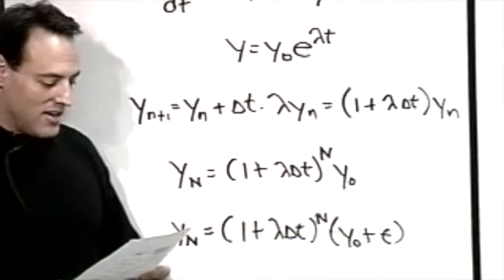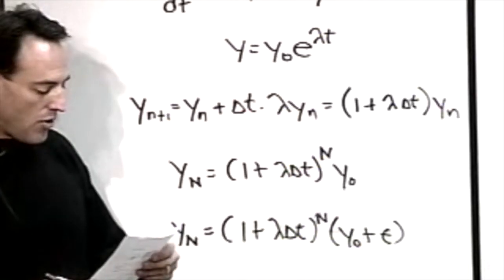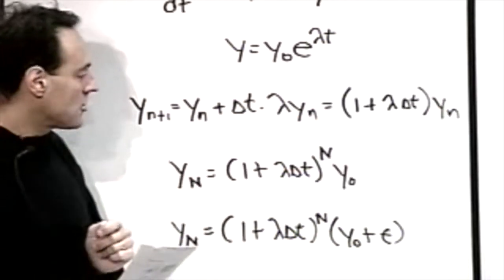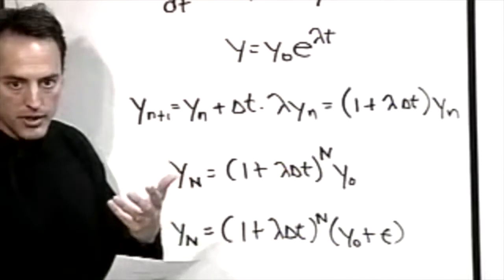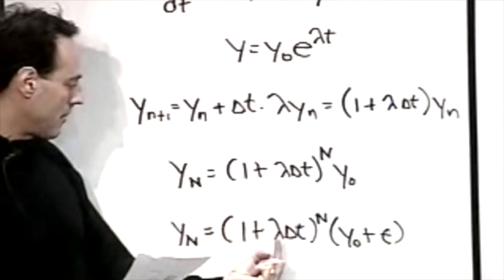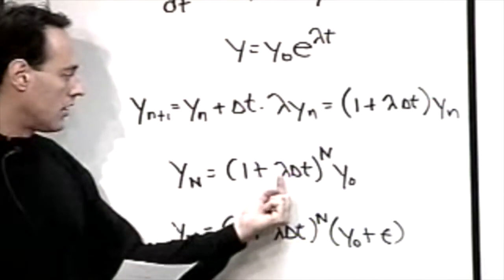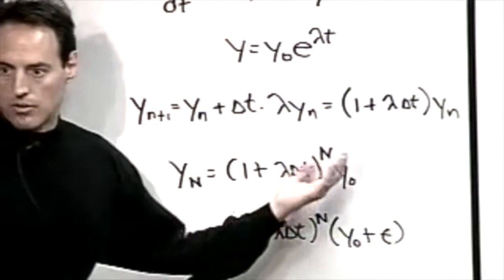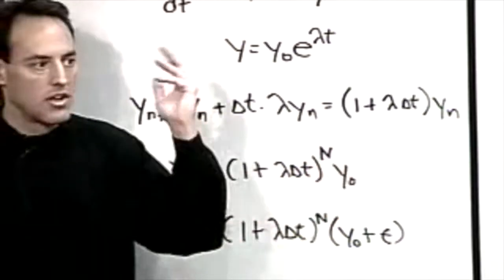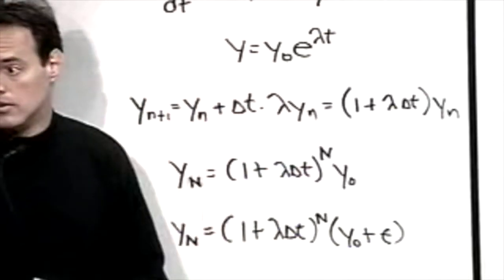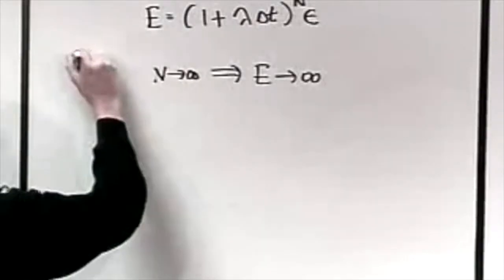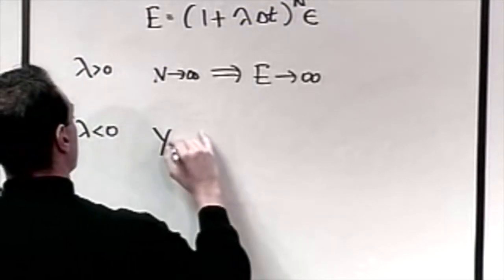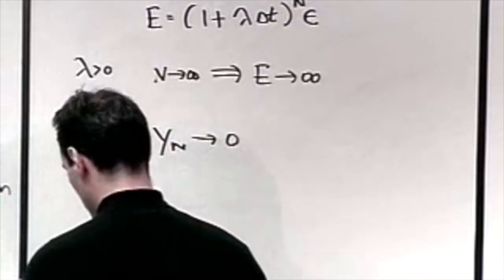But in contrast, what if you have a situation where lambda is negative? If lambda is negative and delta t is positive, and they're both real, then what ends up happening? Well, this becomes 1 minus a little something, so something less than 1, raised to the nth power. If you have something less than 1 raised to the nth power and n gets big, this goes to 0. So your solution goes to 0.